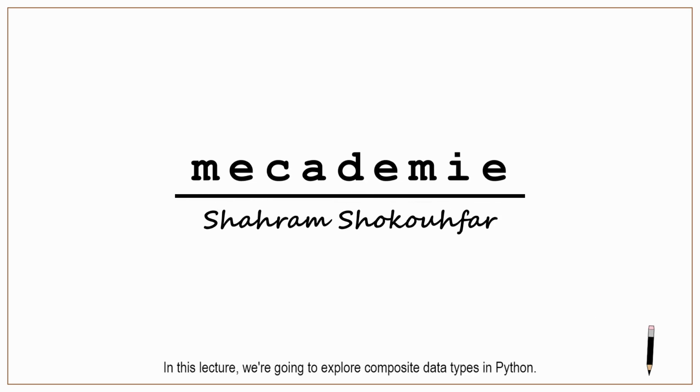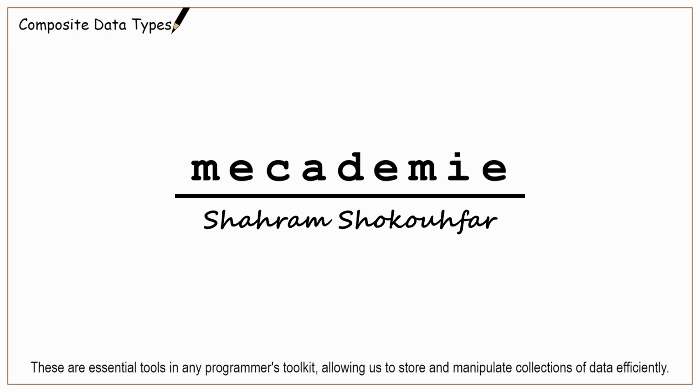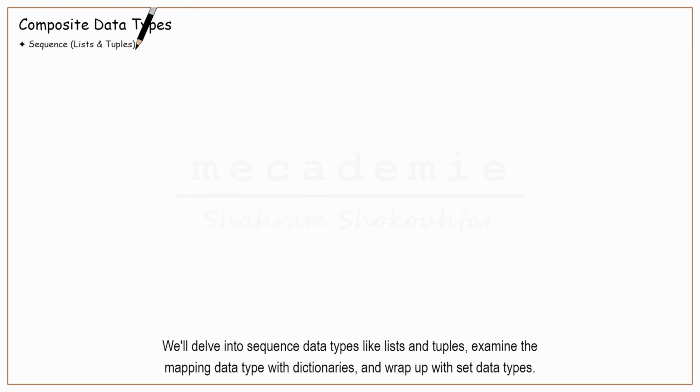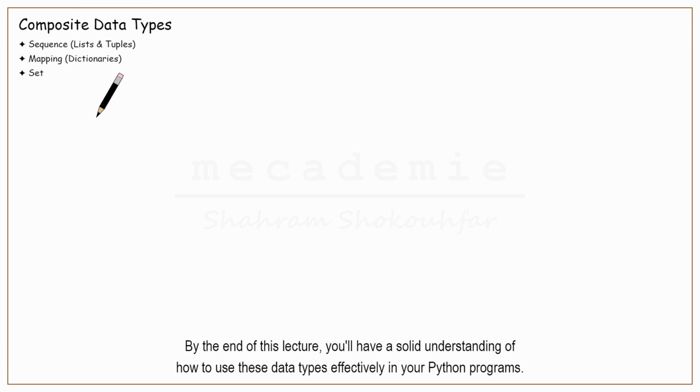In this lecture, we're going to explore composite data types in Python. These are essential tools in any programmer's toolkit, allowing us to store and manipulate collections of data efficiently. We'll delve into sequence data types like lists and tuples, examine the mapping data type with dictionaries, and wrap up with set data types. By the end of this lecture, you'll have a solid understanding of how to use these data types effectively in your Python programs.